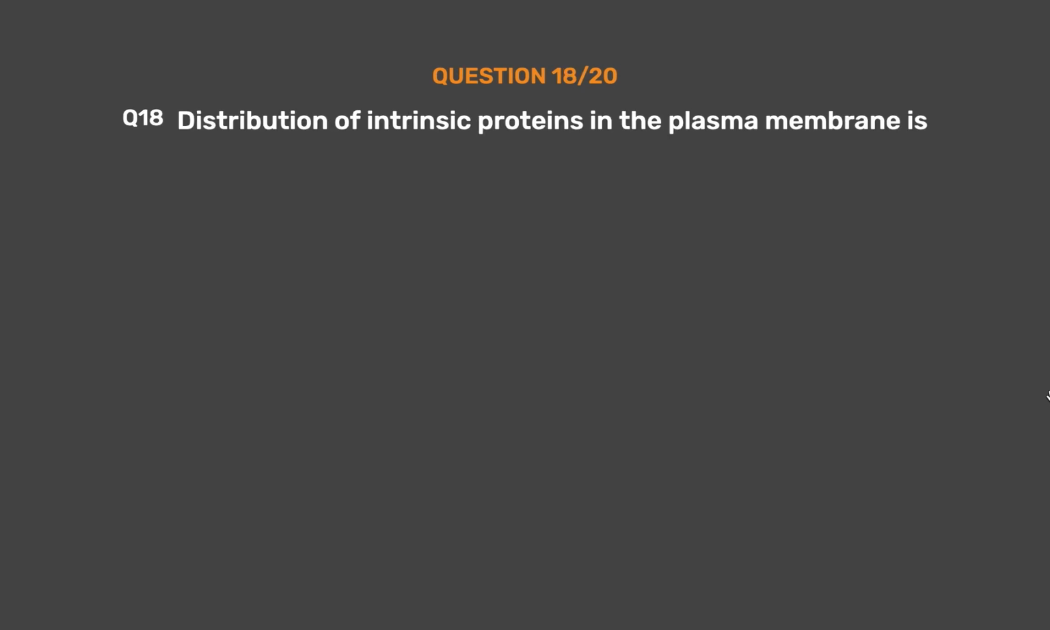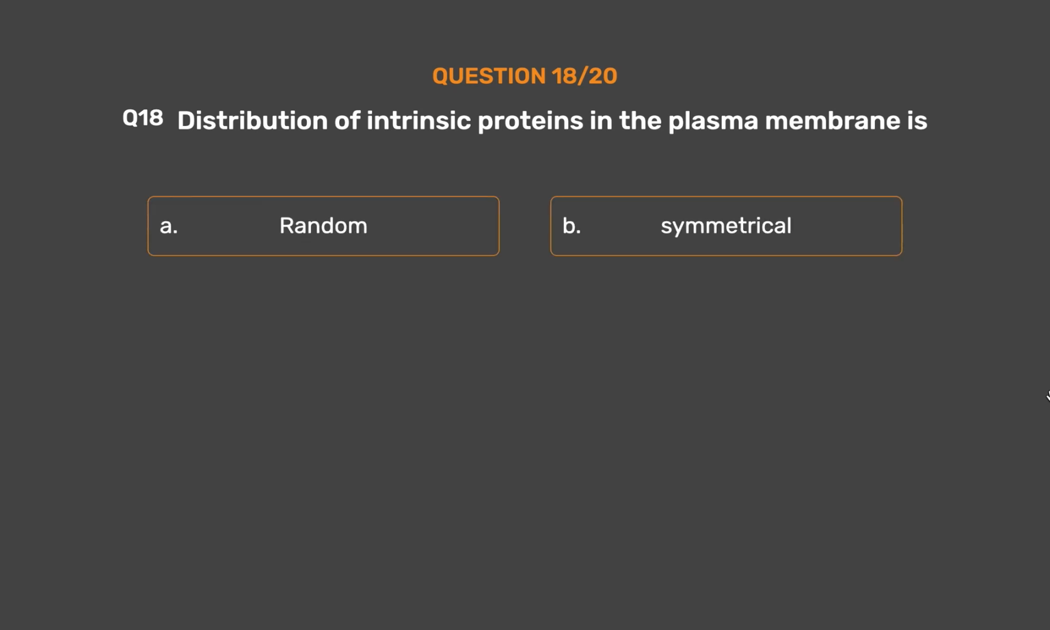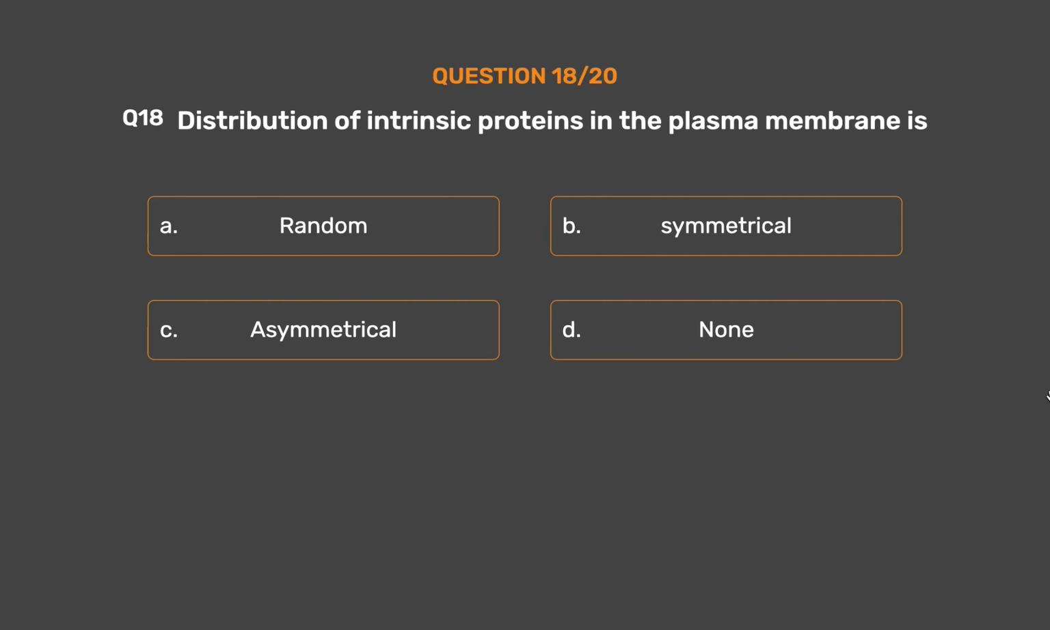Question number 18. Distribution of intrinsic proteins in the plasma membrane is: Option A, random. Option B, symmetrical. Option C, asymmetrical. Option D, none. The correct answer is Option C, asymmetrical.